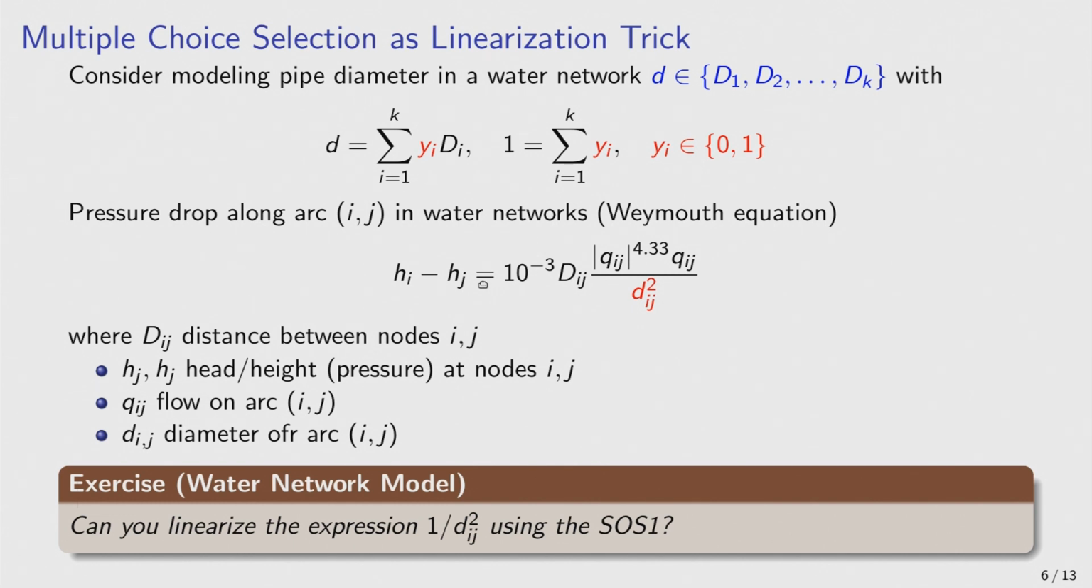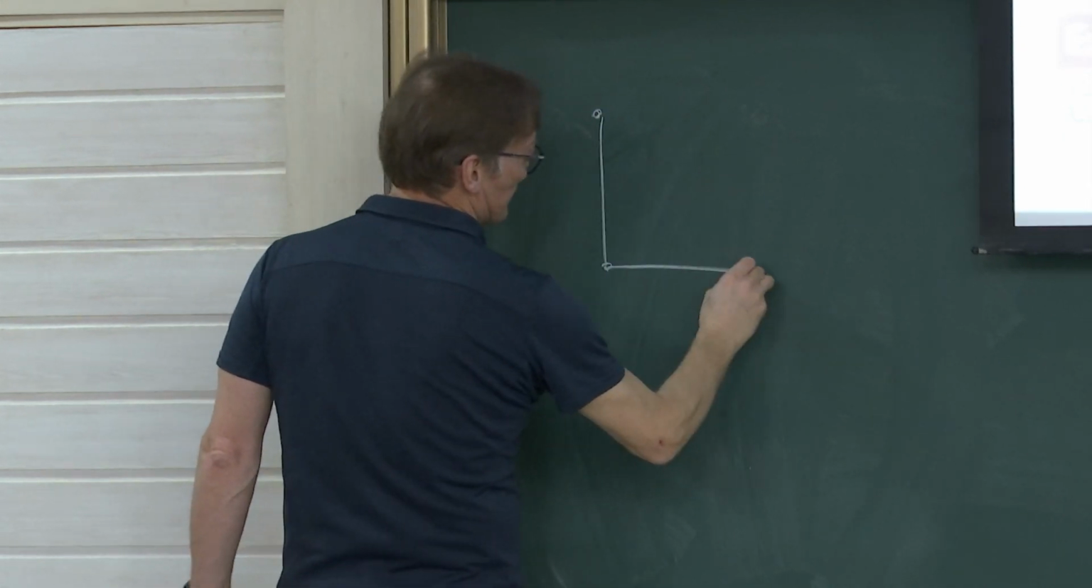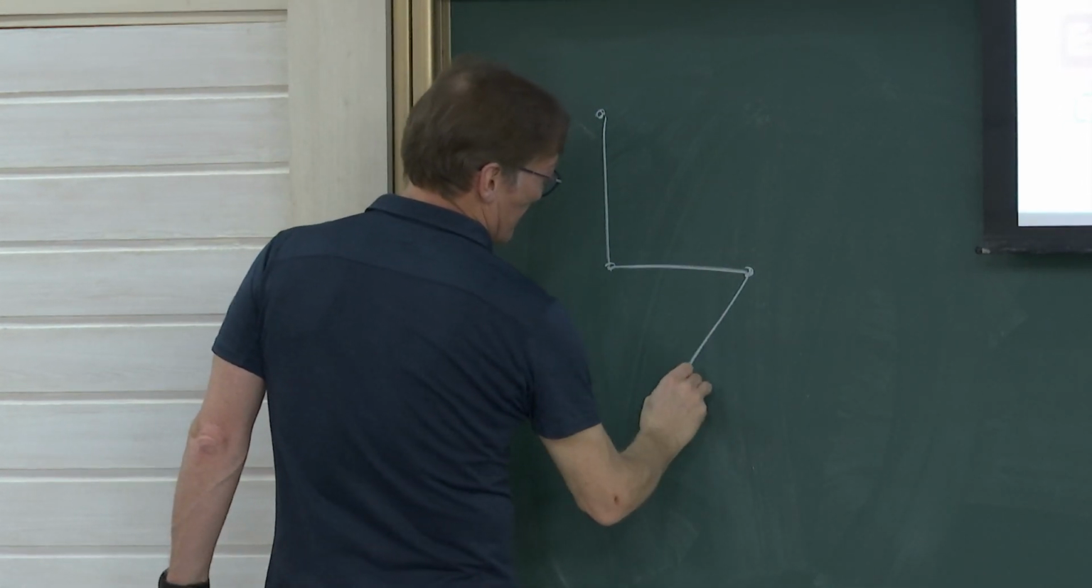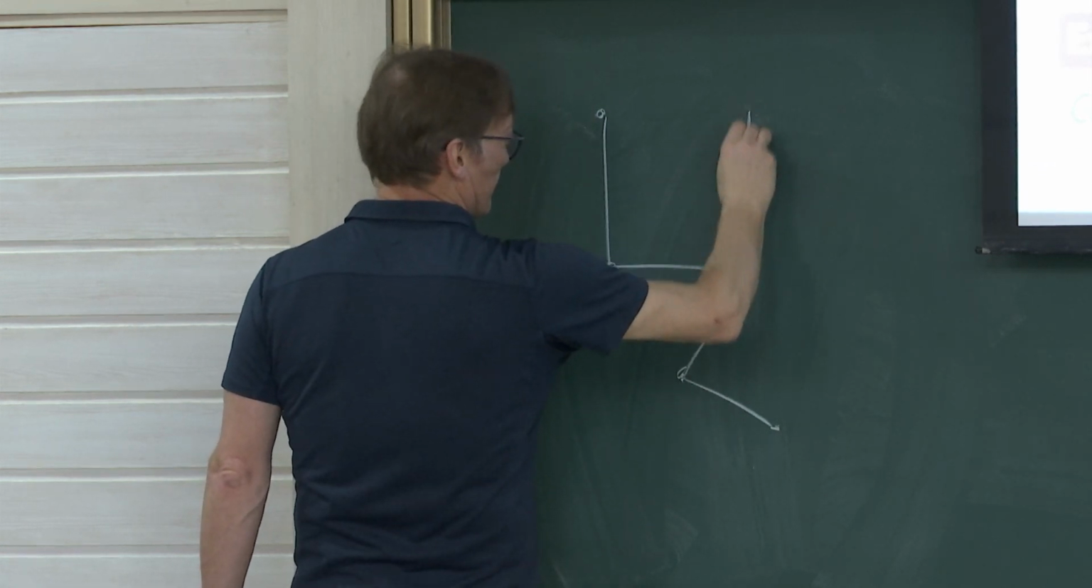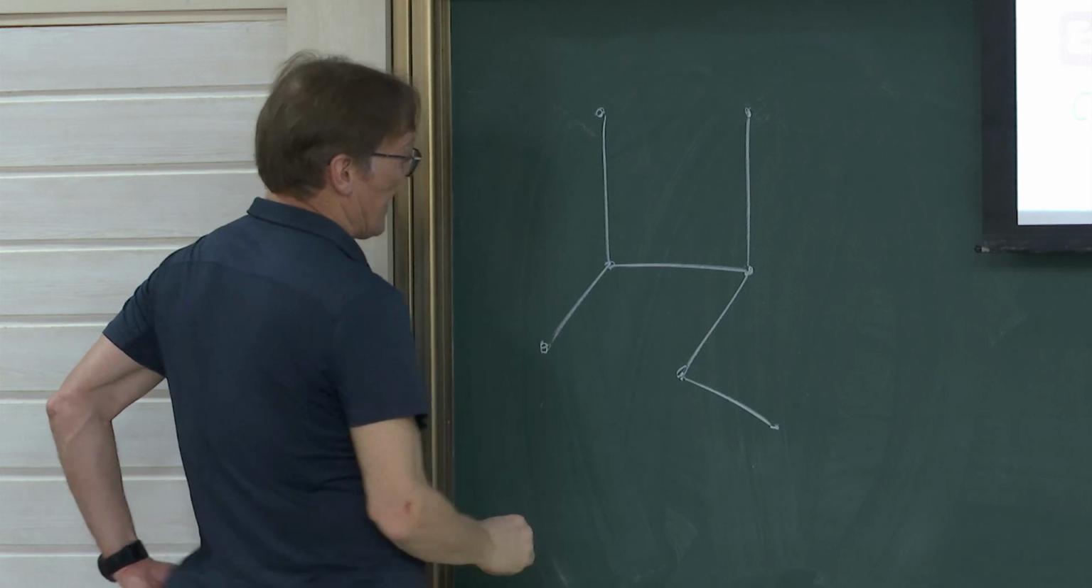Little d is the parameter, the variable that denotes the diameter of the pipes, and yi are the special ordered set. Now, within this water network design problem, there's something called the pressure drop along an arc. So an arc goes from a node i to a node j. So you now have a network of pipes that somehow distributes water.